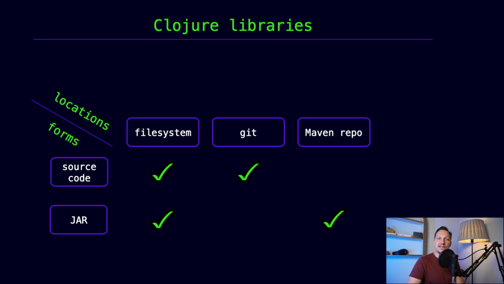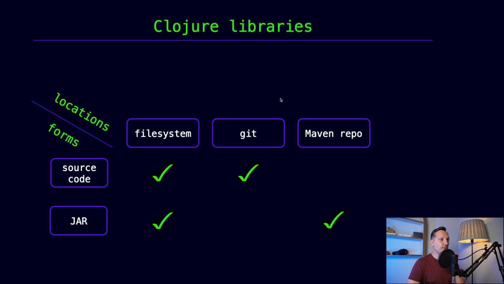Hi, today we are going to talk about basics of Clojure libraries. We'll discuss how to create them, where to store them, and how to reference from the project. Let's take a look at this diagram. Here's an overview of form and locations of Clojure libraries.